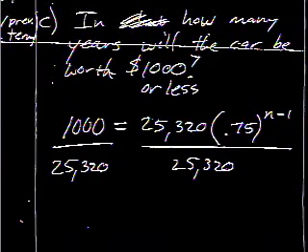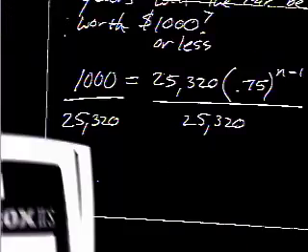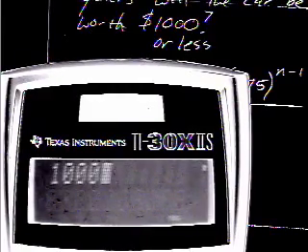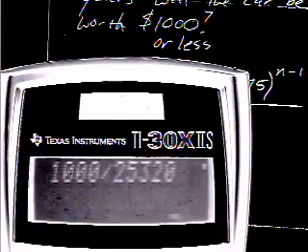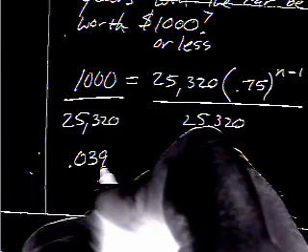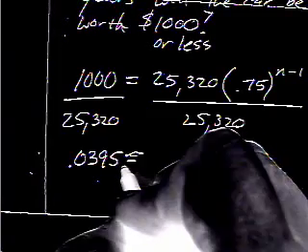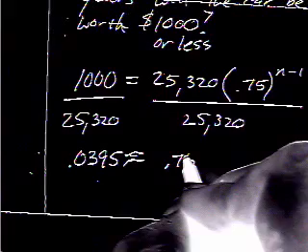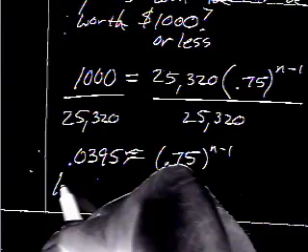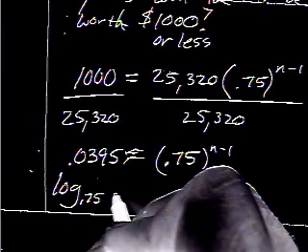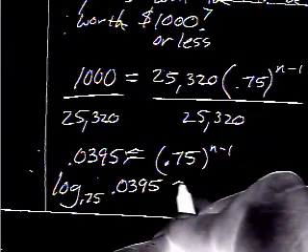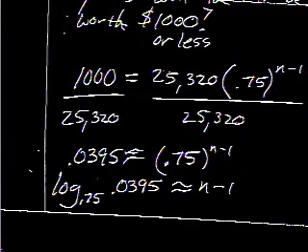25,320. And if we take 1,000 and divide out the 25,320, we end up with 0.0395. So 0.0395 is approximately equal to 0.75 to the n minus 1. Okay? Yes, you should be thinking about logarithms because we need them. The base is 0.75, the argument 0.0395, and it is approximately equal to n minus 1.